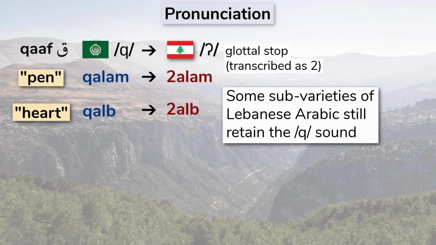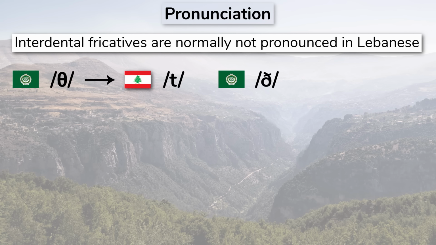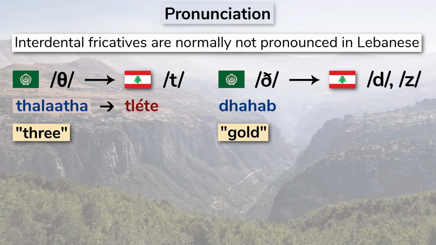There are some sub-varieties of Lebanese Arabic which still retain the q sound, such as in the Shuf Mountains and Wadi al-Taim area. The interdental fricatives of Arabic are normally not pronounced in Lebanese dialect. Th is replaced by t, and dh is replaced by d, or z in some words. For example, in modern standard Arabic, the word for three is ثلاثة but in Lebanese it's تلاتة. The word for gold in modern standard Arabic is ذهب while in Lebanese it's دهب.